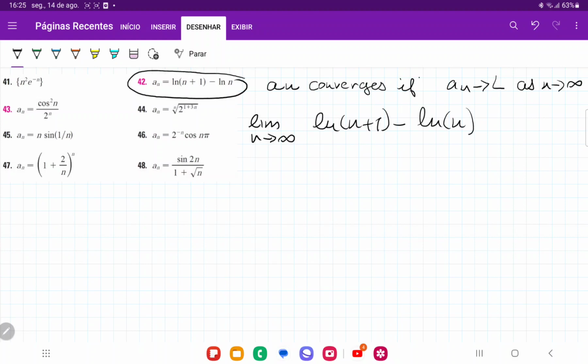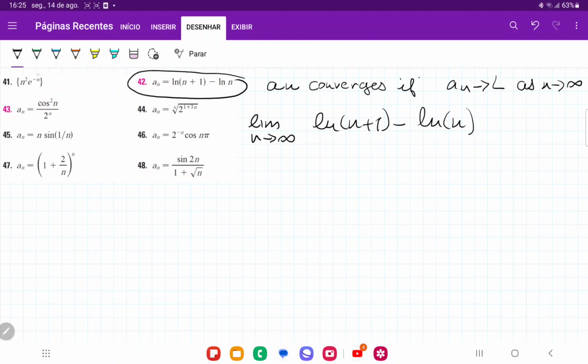If we just take this limit directly, we're going to get ln of infinity plus 1 minus ln of infinity. Infinity minus infinity, we don't know what to do with that, right? Because that's not a defined operation. So what we're going to do here is change this into a quotient so that it's easier to deal with, because we like quotients whenever we're dealing with infinity.